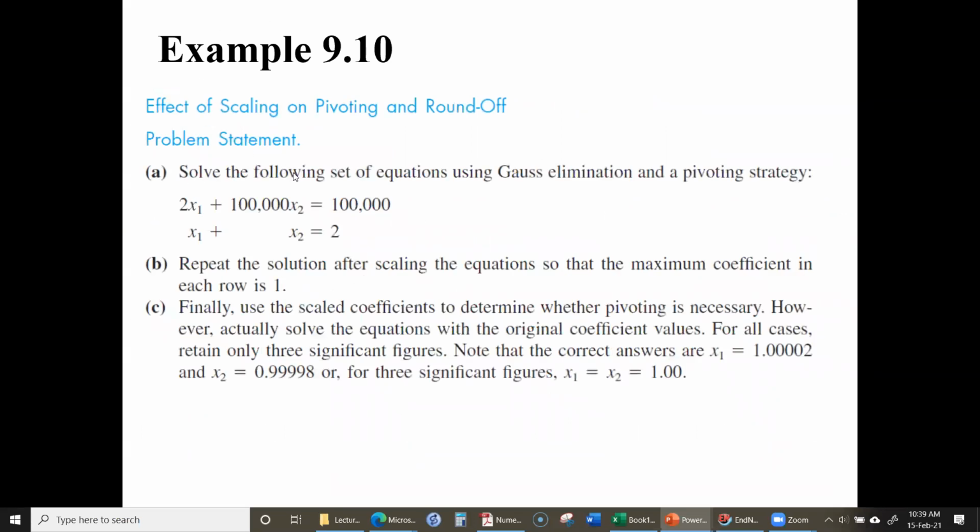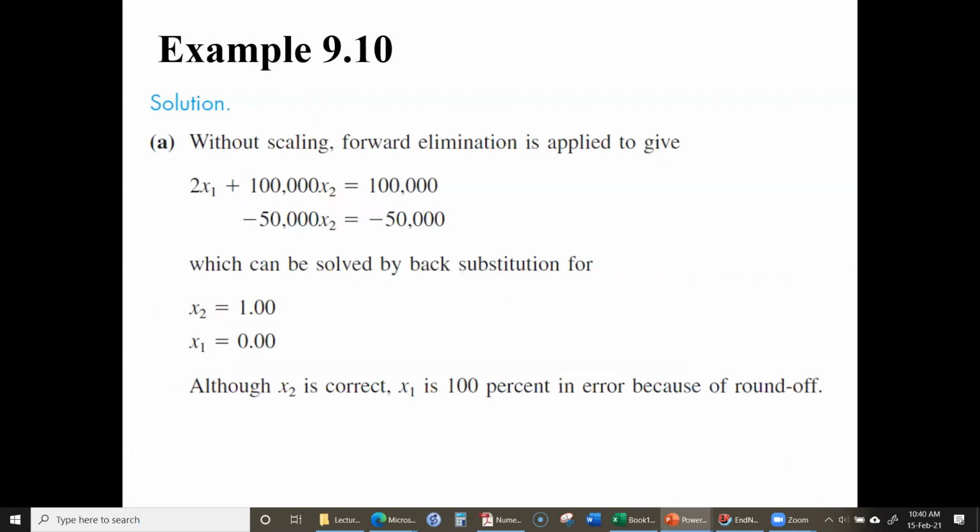Now the next example is the effect of scaling on pivoting and round-off. Solve the following set of equations using Gauss elimination and a pivoting strategy. So for example, if we have this system and solve it by Gauss elimination and the pivoting strategy, then we can easily get the solution.